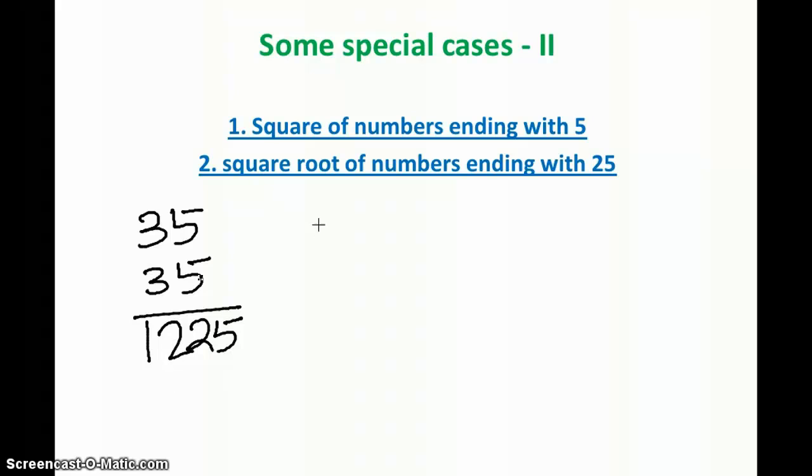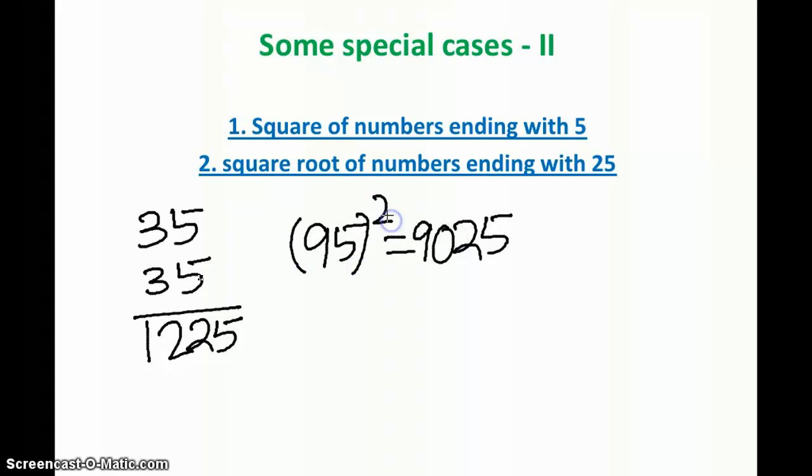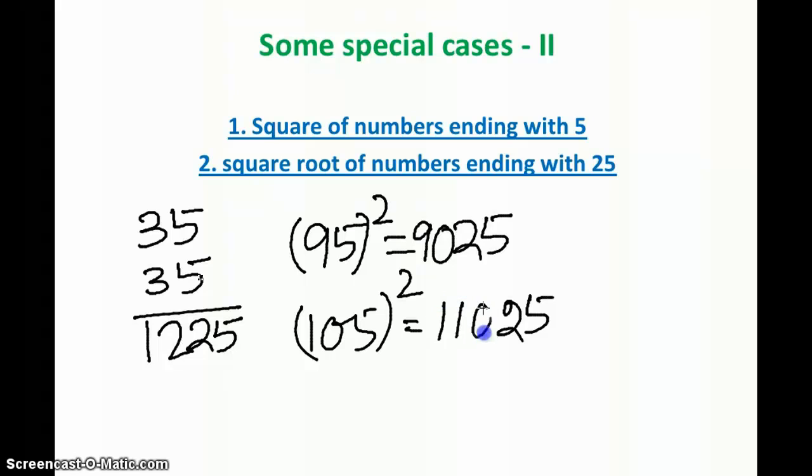Expanding it to any number, 95 you can write in the same line: 25, next number of 9 is 10, so 90. That's all, the square of 95 is 9025. Similarly, let's talk about 105. The square of 105 is: first write 25, then 10, next number is 11, which makes it 110. That's the answer. So that is how it goes. It's quite simple, finding the square of a number ending with 5.